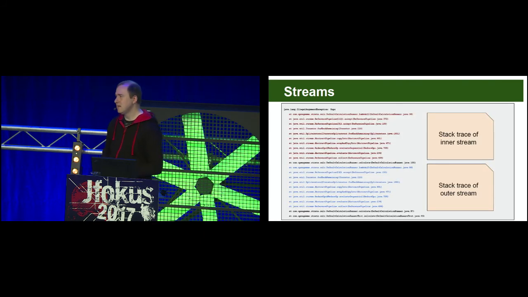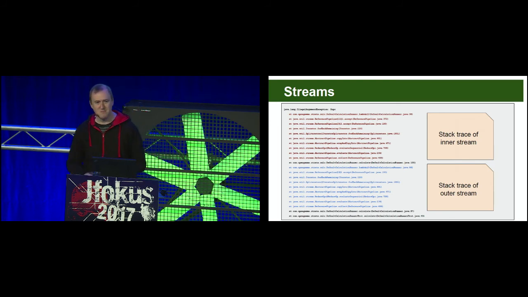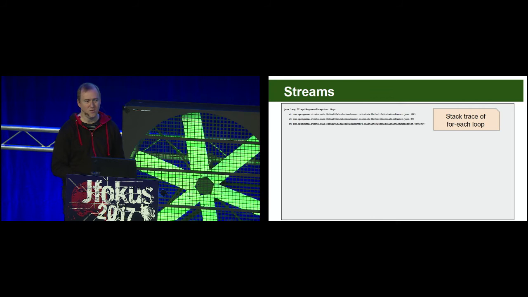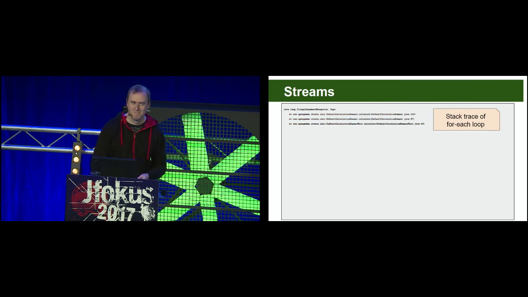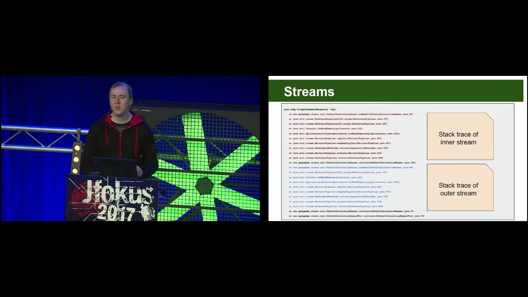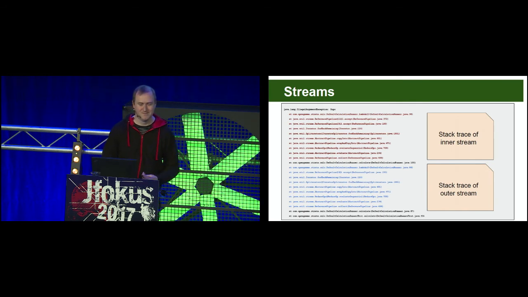Here is the stack trace of a stream inside a stream. Effectively, I'm looping around one thing and looping around another thing, a for loop within a for loop. And that's the stack trace of a for loop within a for loop. I'm just here to make you think, is that necessarily what you want clogging up your logs?